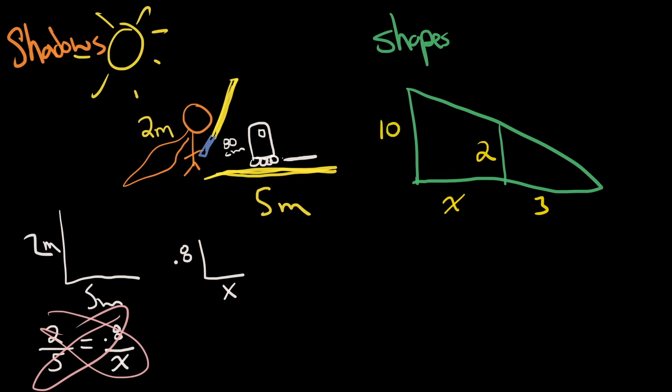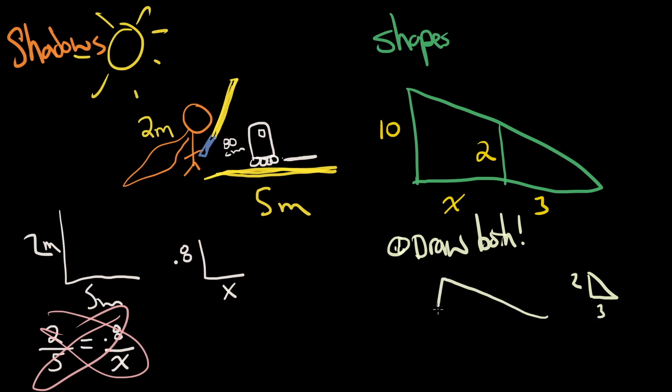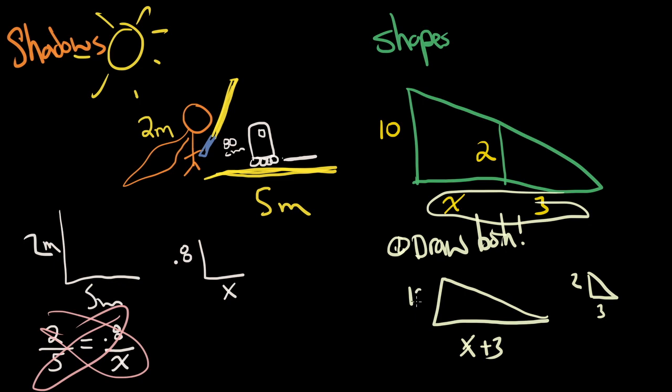A couple things. Last top tip is you want to draw both. So number 1, draw. You want to draw both. Super important. What I mean by that is you have a little triangle. See the little one there? It's a 2 by 3, super small. And then you have a bigger triangle. And here you have to add these together. So this bottom is x plus 3 now. And this is 10.